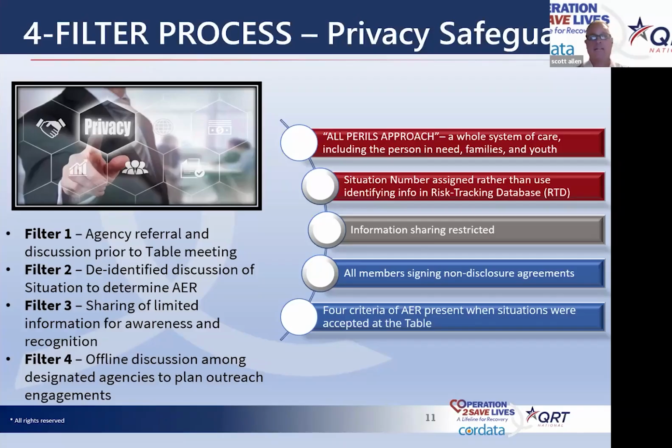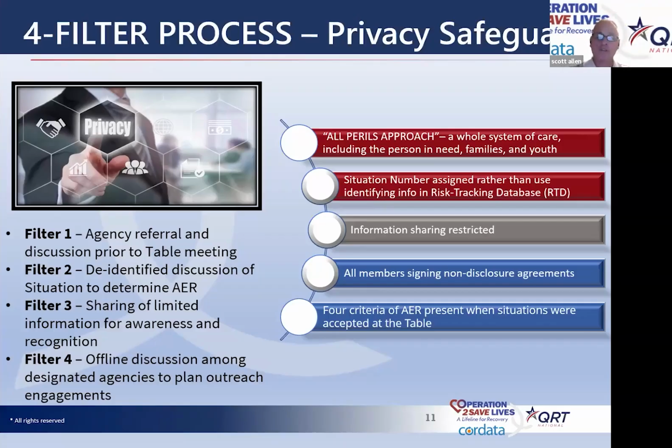So I'm going to be on the right-hand side. All perils approach. Whole system of care. We're looking at the person in need, the families. We can even look at neighborhood situations. Or I have a juvenile situation I'm going to bring up in a minute from Southeast Arkansas, where it was a gang-involved youth that was unfortunately killed. But I'm going to share how the table helped in the post-traumatic part of that situation and where the table missed getting upstream in advance.